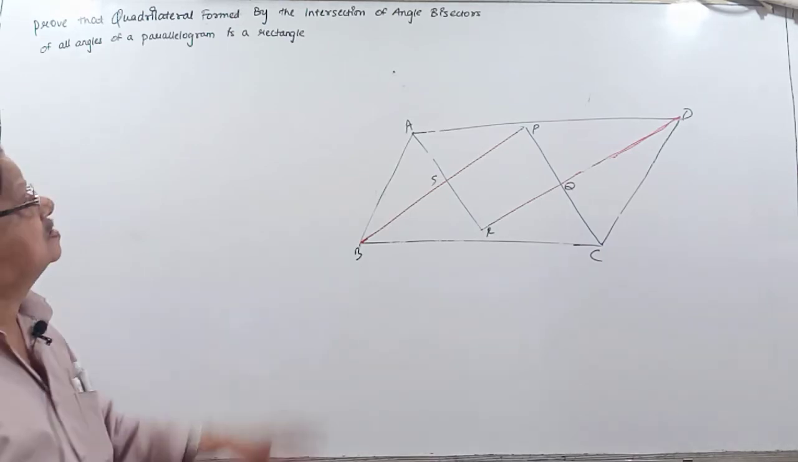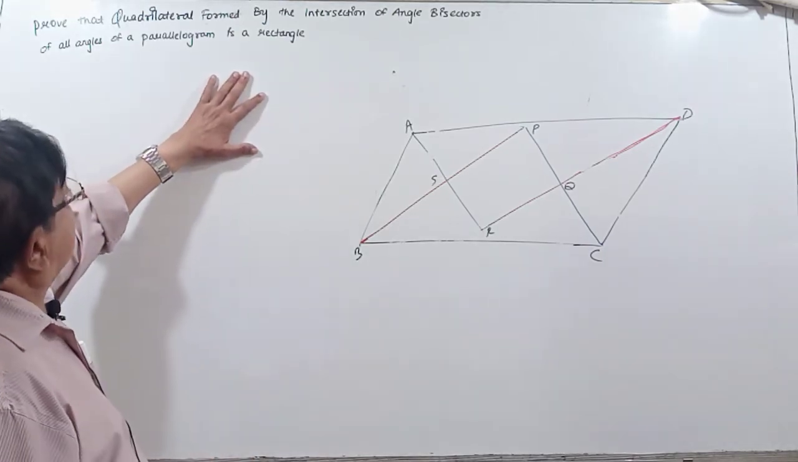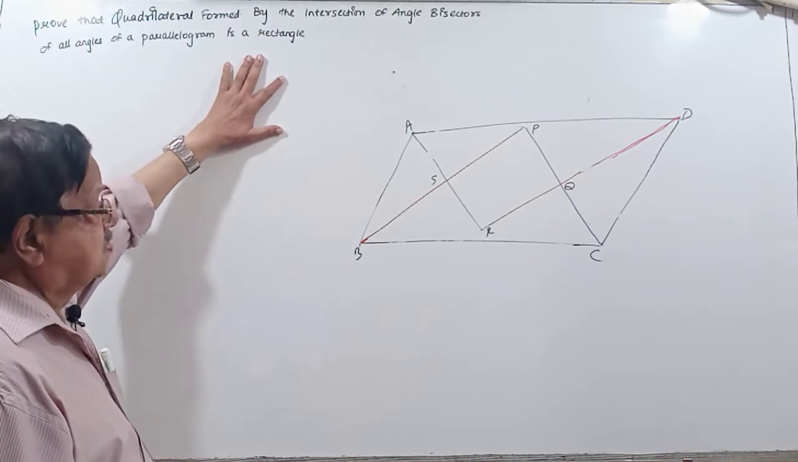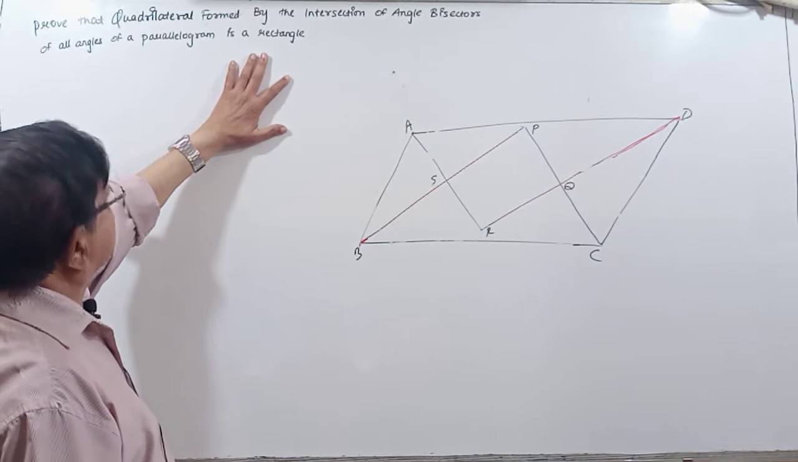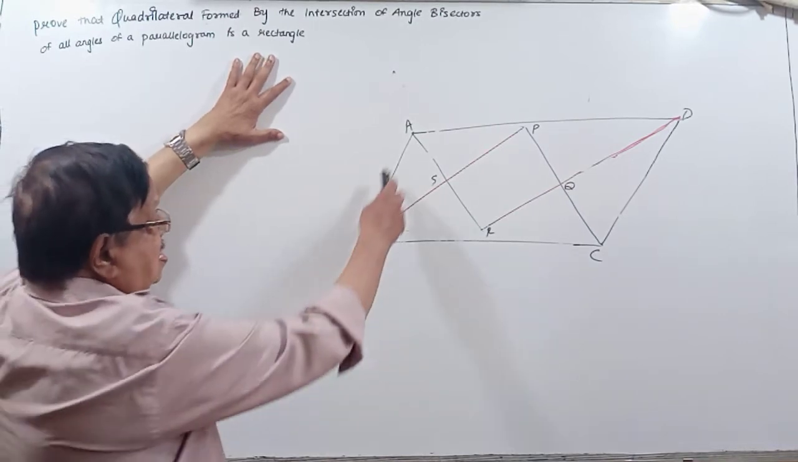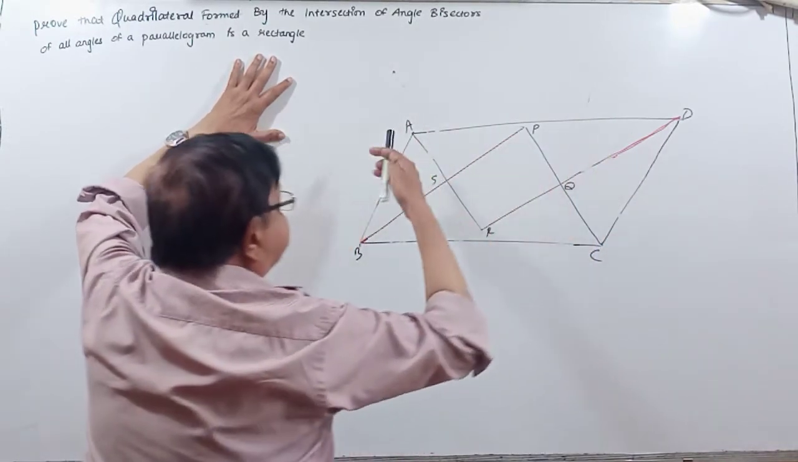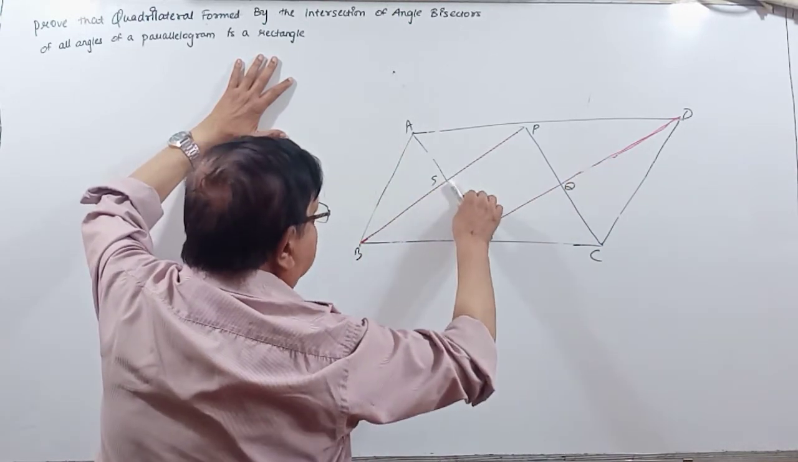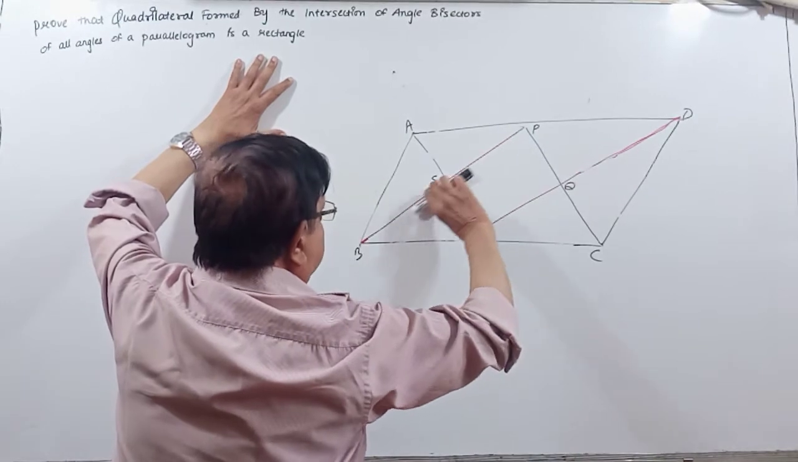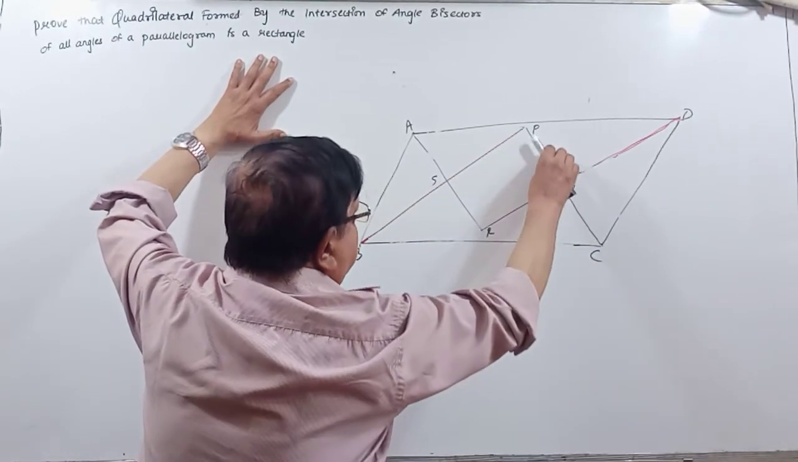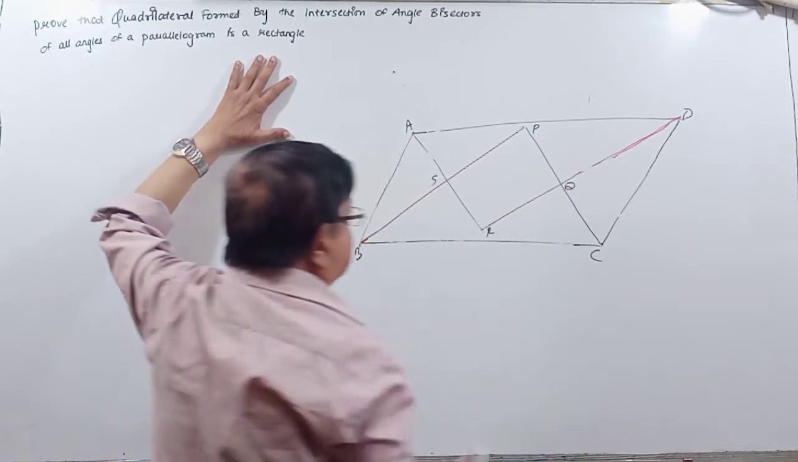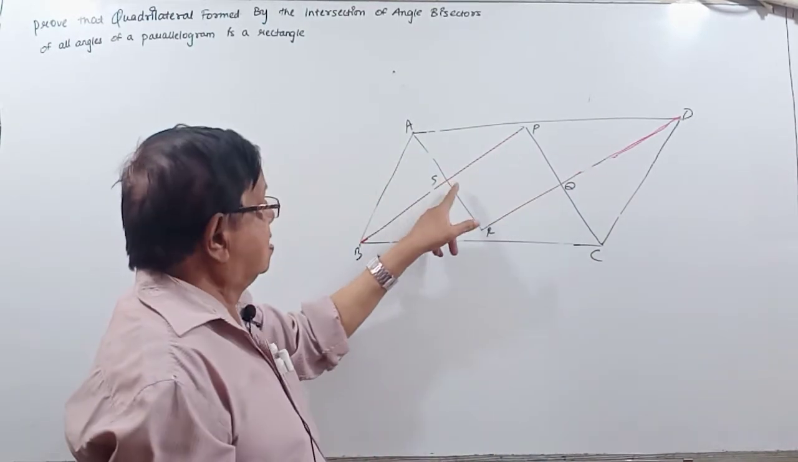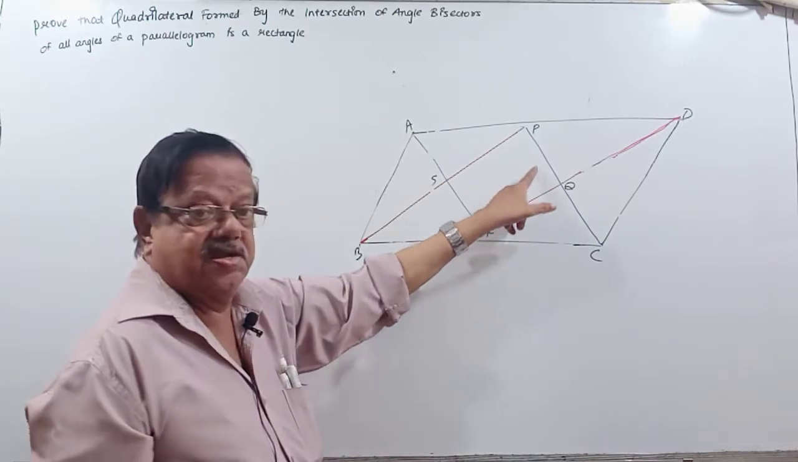Right, students, prove that the quadrilateral formed by the intersection of angle bisectors of a parallelogram is a rectangle. See, ABCD is a parallelogram. This is the angle bisector of angle A, this is the angle bisector of angle B, this is the angle bisector of C. The angle bisectors meet together and form a rectangle. We have proved that this is a rectangle.